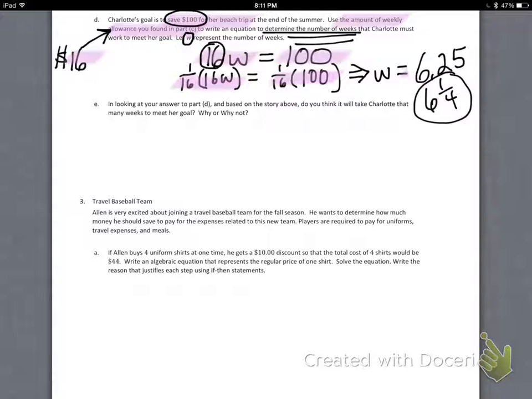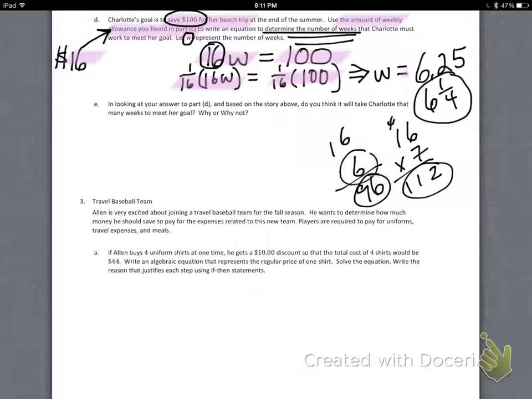So she'll need 7 weeks of allowance to get to $100, and we can prove that over here, because 16 times 7 is $112, whereas 6 weeks of allowance is only 96. So she couldn't make it in 6 weeks, but she would need a full 7 weeks to get at least 100. Again, 6 1/4 weeks is kind of silly, because you get paid at the end of the week, if you see what I mean.